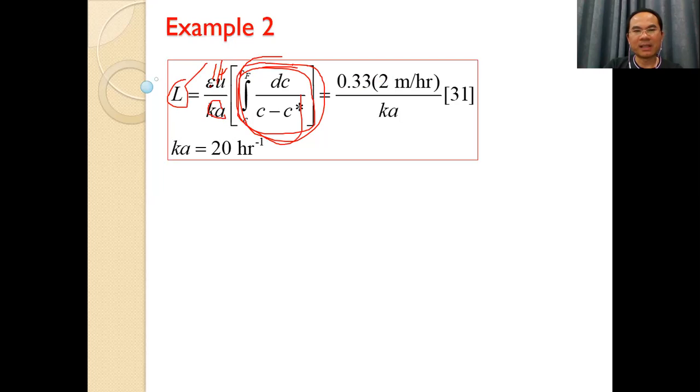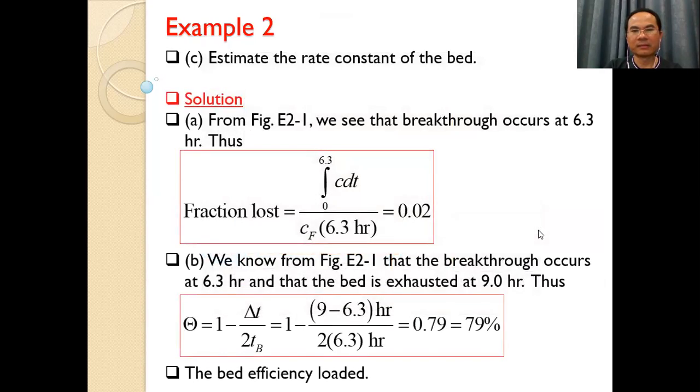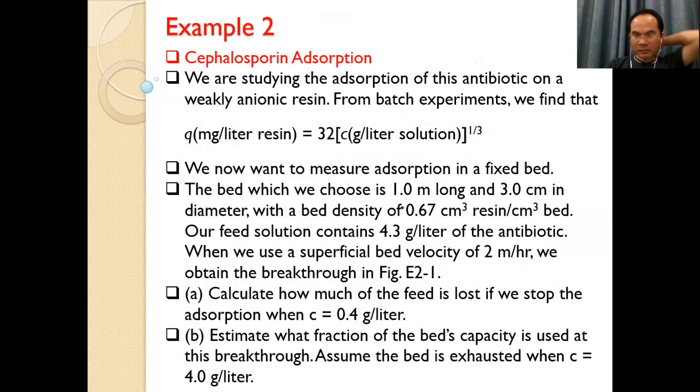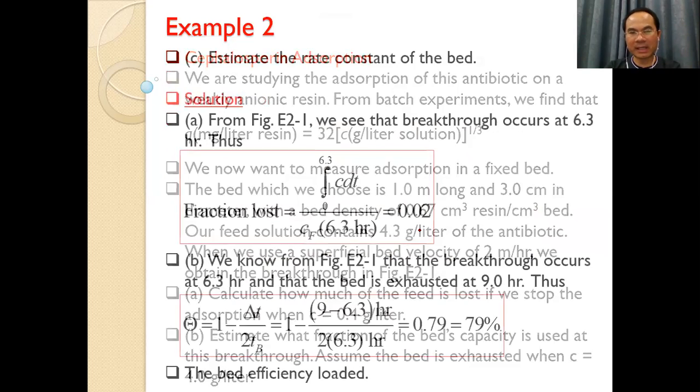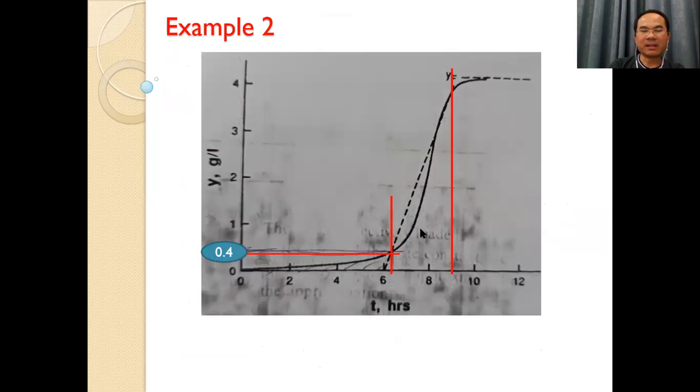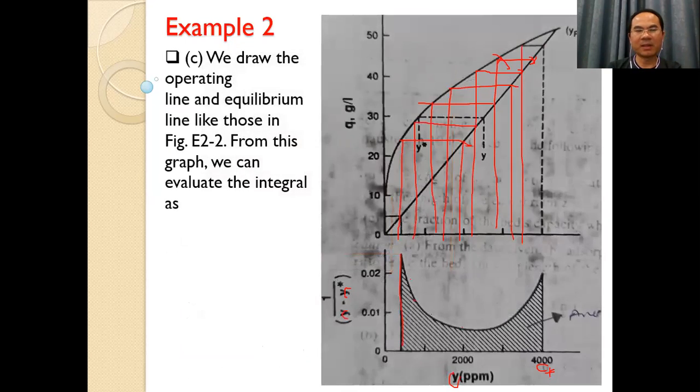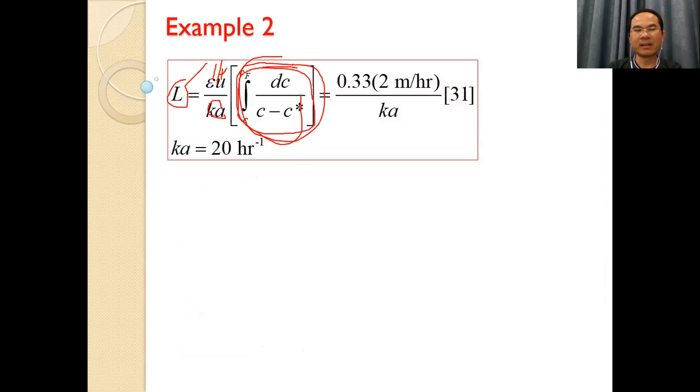Epsilon is 0.33. U is 2 meters per hour. The area under the curve is 31 divided by Ka. You know L, 1 meter. And then you can solve for Ka. That's the mass transfer constant K multiplied by A, equal to 20 per hour for this example.